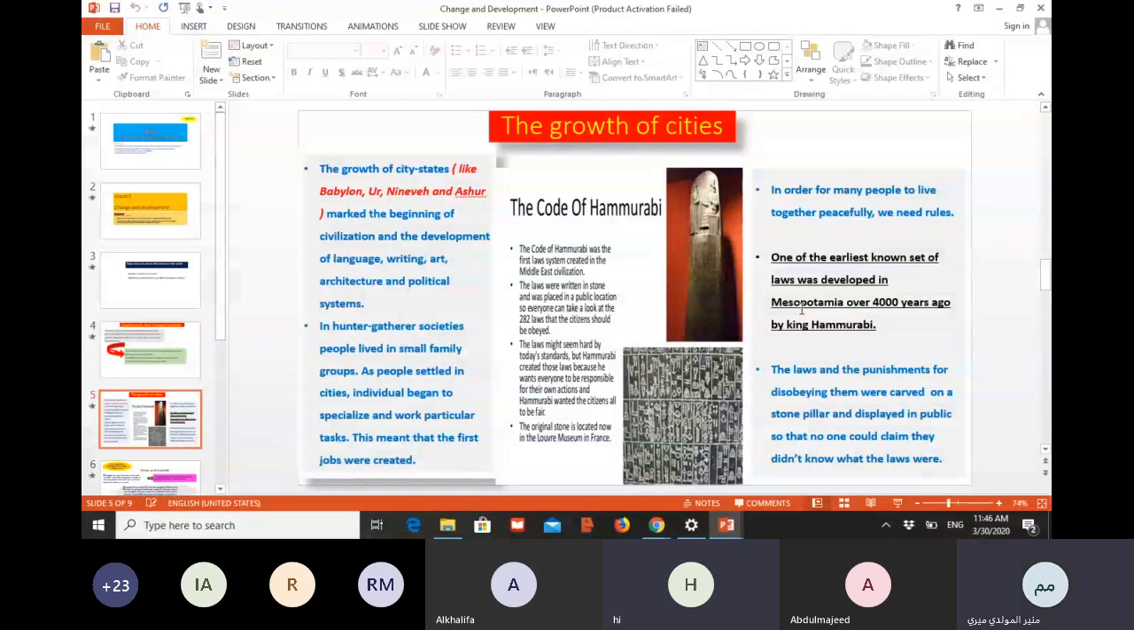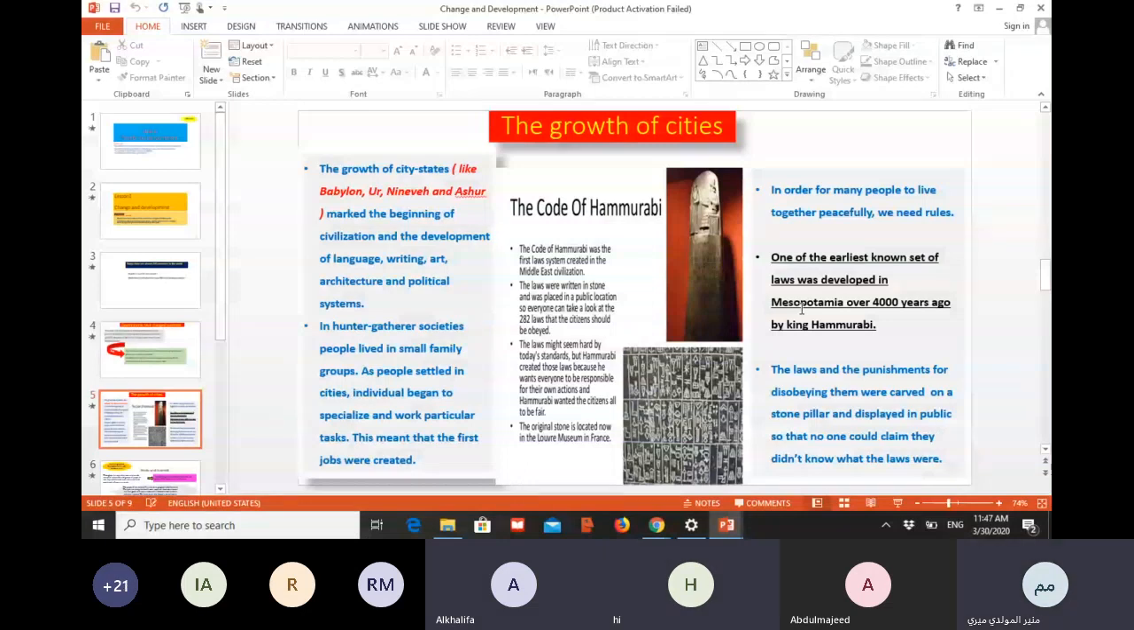The Code of Hammurabi. Skip that picture and go straight away to the right side. In order for many people to live together peacefully, we need rules. One of the earliest known set of laws was developed in Mesopotamia over 4,000 years ago by King Hammurabi. The laws and the punishments for disobeying them were carved on a stone pillar and displayed in public so that no one could claim they didn't know what the laws were.